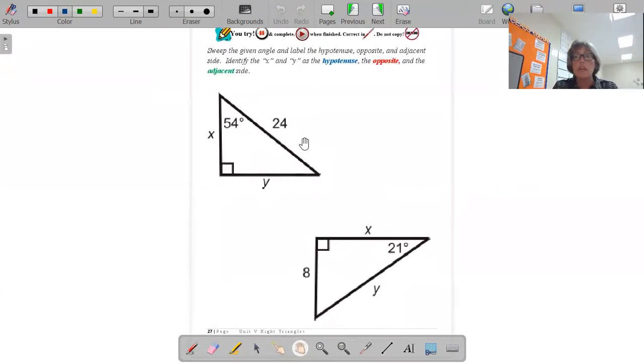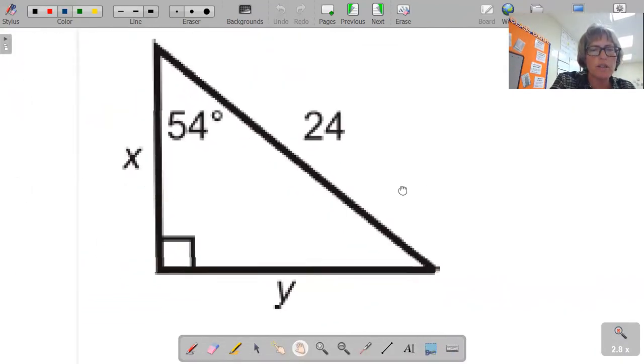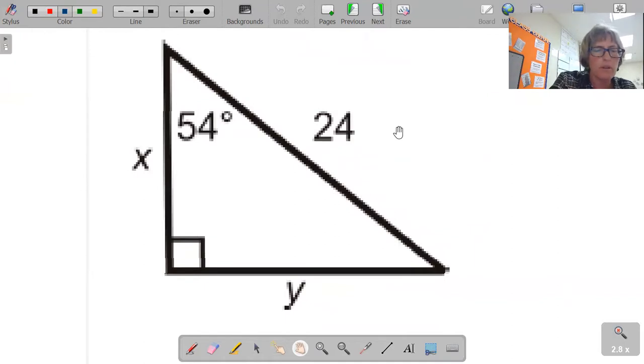I want you to take literally like 30 seconds. Label the opposite, adjacent, and hypo in both triangles. 30 seconds, go. If you know what you're doing, you should really be able to do it just about that fast. Let's check your work. By the way, I'm color coding. I'm using red for opposite, green for adjacent, and blue for hypo, just FYI.